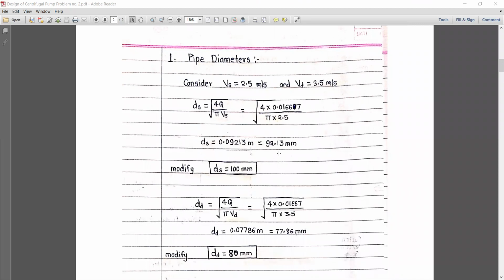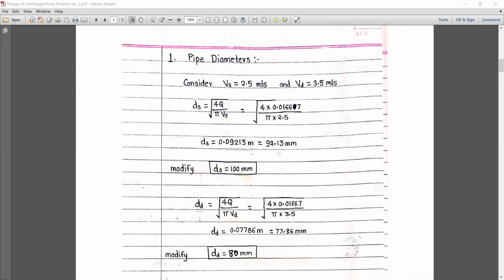So start with the pipe diameter design. Considering the initial velocity as 2.5 meter per second at the suction pipe side, and it increases on the delivery pipe side, we assume the delivery velocity is 3.5 meter per second. To calculate the diameter of the suction pipe, we know the equation: Q is equal to area into velocity, where area is pi by 4 d square. Rearranging the equation, ds is equal to square root of 4Q divided by pi Vs. From this equation you can directly calculate the diameter of the suction pipe.